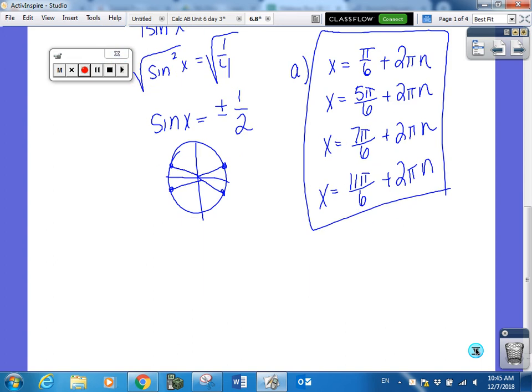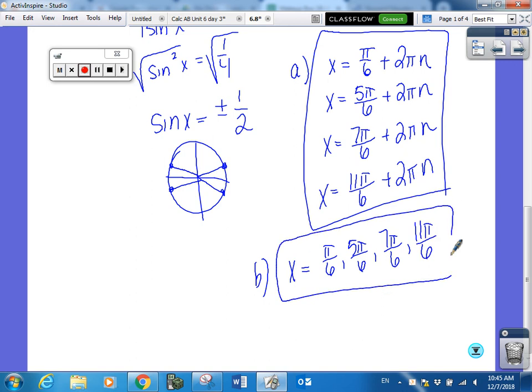All right, then the second question says find all answers between 0 and 2 pi. Well, we just did that. So letter B is going to be pi over 6, 5 pi over 6, 7 pi over 6, and 11 pi over 6. Always pay attention to that domain when it's asking for the domain.